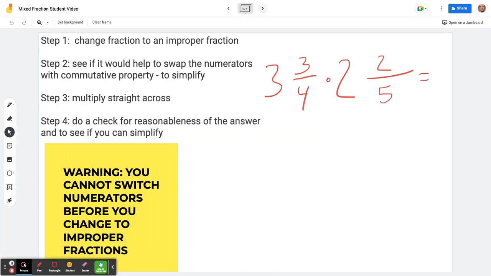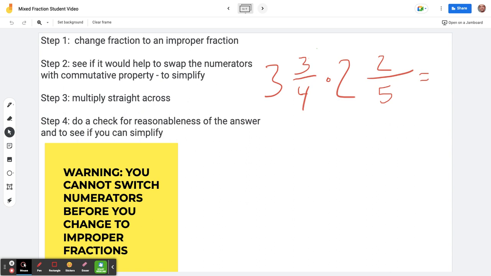All right. On the left, I have the steps, and I have a big warning for you in yellow. Here's a situation where this is really the only mistake I see a lot of students make: they like the simplifying trick, and they'll swap these because 2/4 is a half before they change to improper fractions. You cannot do that. That won't work. We need to change it to improper fractions first. So don't swap numerators before changing to improper fractions. You have been warned.